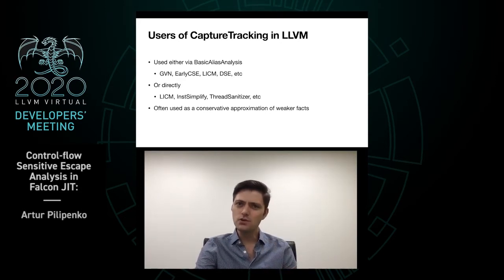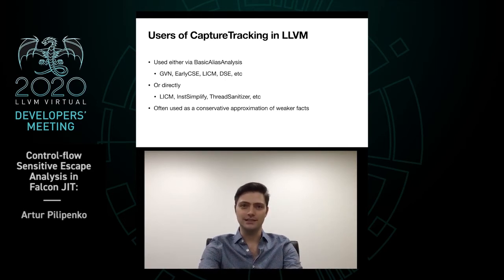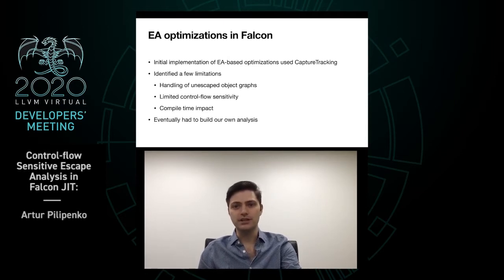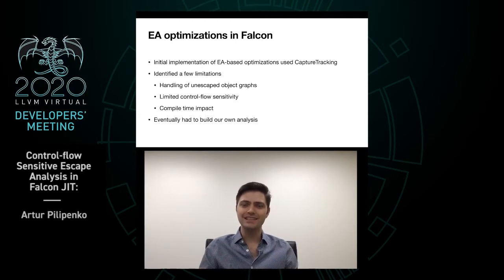And probably the main user of capture tracking in LLVM is basic alias analysis. So everybody who uses alias analysis, either directly or indirectly through memory dependence analysis or MemorySSA, would be using capture tracking facts. There's also a number of users which use it directly, and as I said before, often it is used as a conservative approximation of some weaker facts the transform requires. When we just started working on escape analysis optimizations in Falcon, we used capture tracking as the underlying analysis. But over time, we identified some limitations which in the end led to us building an analysis on our own. So let's see what we found.